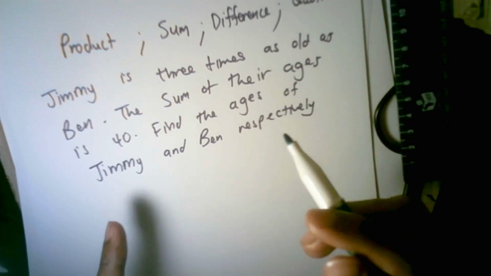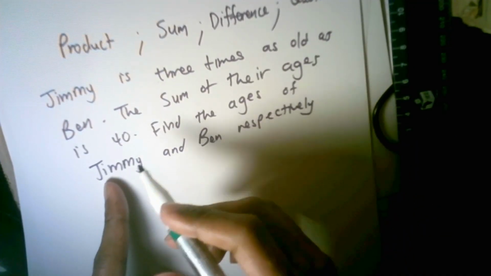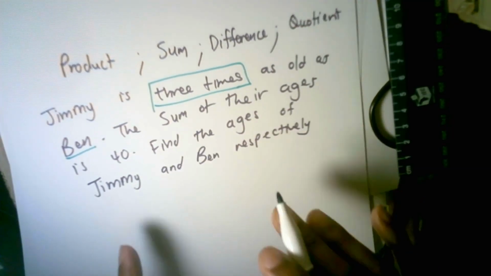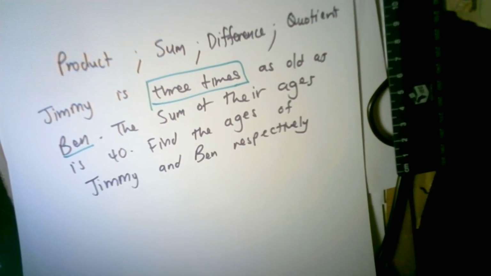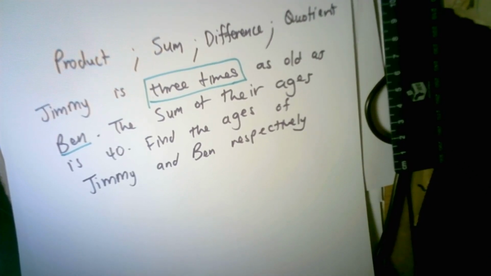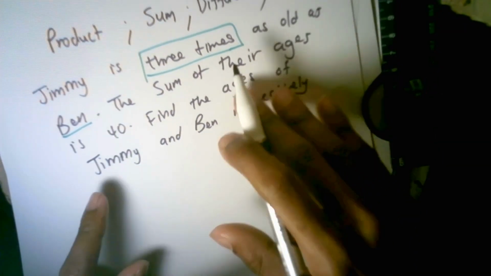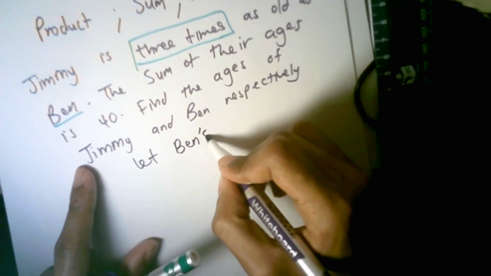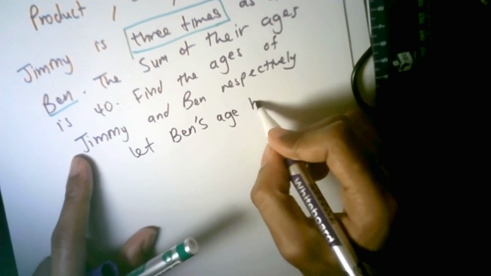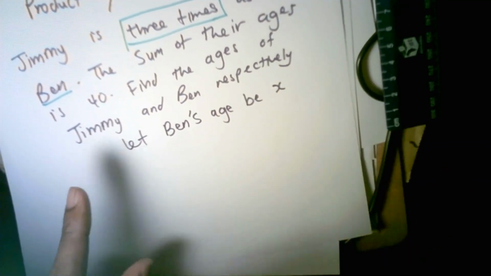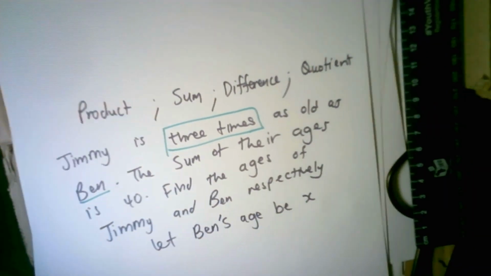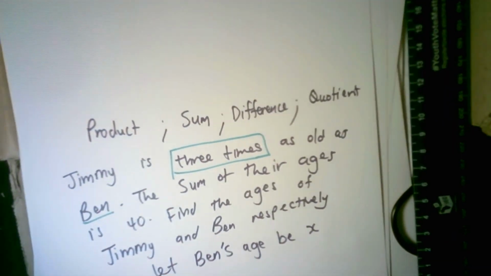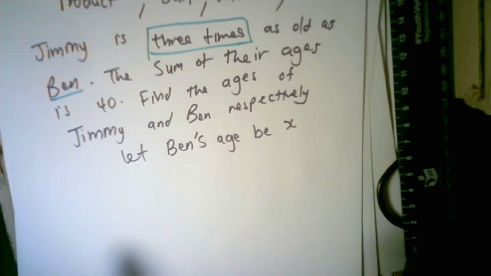So if I read this carefully, Jimmy is 3 times as old as Ben. Right? He's 3 times as old as Ben. 3 times means times 3. So what I'm going to do is I'm going to let Ben's age be x. I'm going to say let Ben's age be x. So Ben's age is x, right? Let's just get that right. Okay, perfect. So Ben's age is x.